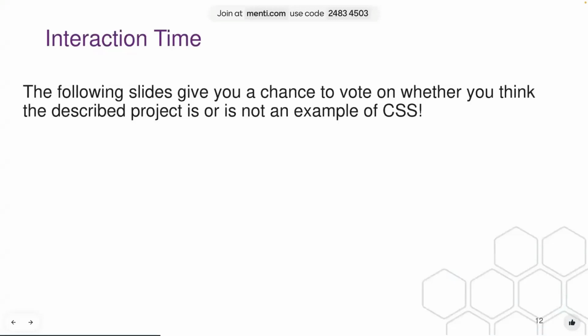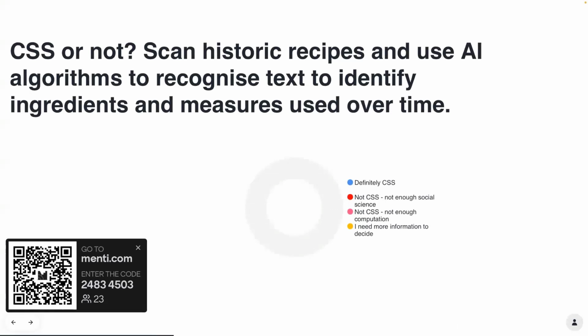So in order to see if any of that has made any sense at all, what we're going to do now is have a little bit more interaction. And I'm going to give you guys the chance to vote on whether you think a given project is a CSS project or not. So is it computational social science? So if you want to head back over to Mentimeter, we can get this set up and then you can start voting. You can see that the code's gone back on the screen if anyone needs it. And I'm sure if you do need it, Emma also is going to post it in the chat.